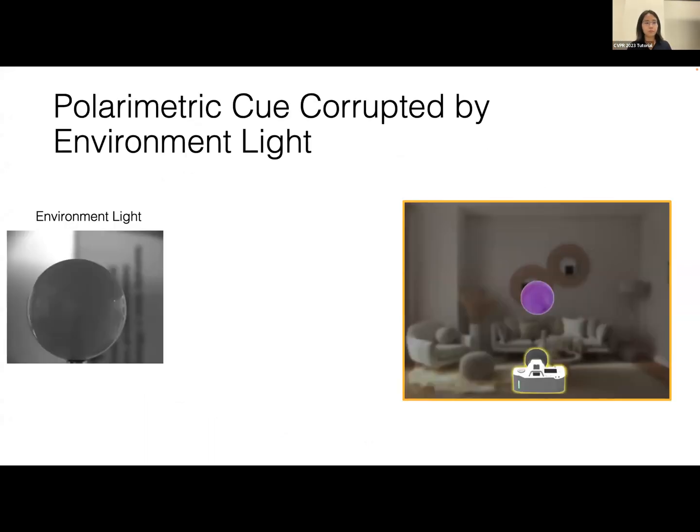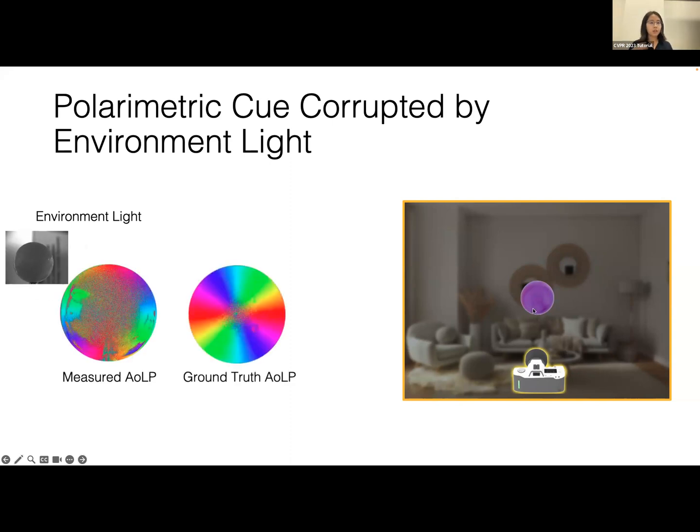For example, here I show you a result captured under an uncontrolled natural environment. Think about an indoor setting, where we take a picture of this sphere using a polarization camera, and we get the directly measured angle of linear polarization, which looks like this. You can see a lot of unwanted noise on this map, like these random colors, and this ruins the relationship. If you take a picture of the same sphere in a dark room, this is what you get, which is a very good map of the angle of polarization that is directly related to the geometry of the surface itself.